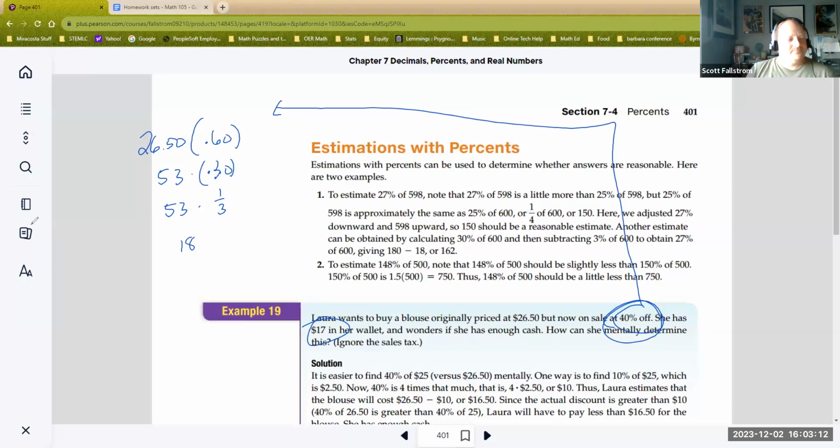All right. So anyway, there you go. There's your estimating with percentages. Let's see here. Yeah, I think that's probably a quick way to go.